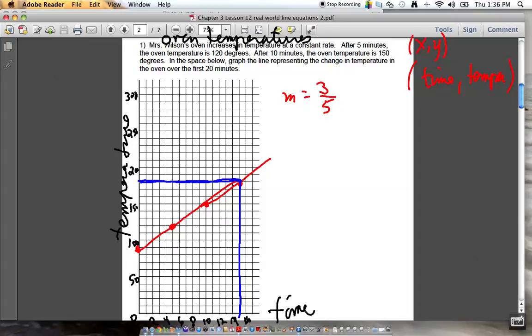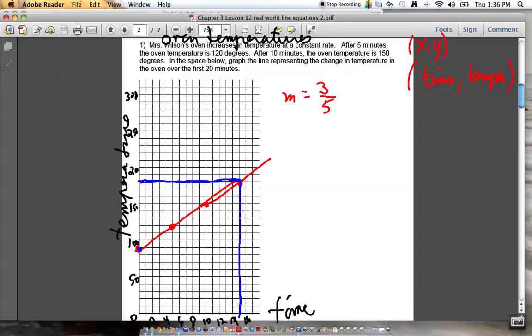90. Who said 90? 90's right. Why? Because that's the y-intercept. That is the y-intercept. Good. At time 0, the temperature's right here. It's 90 degrees. So the oven was 90 when we started to heat it.